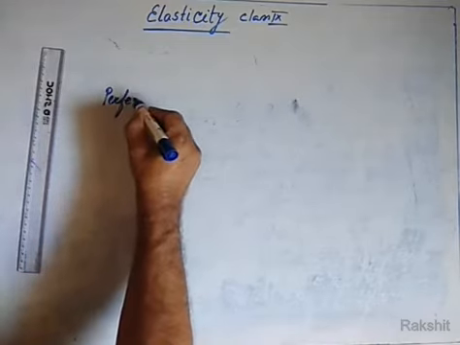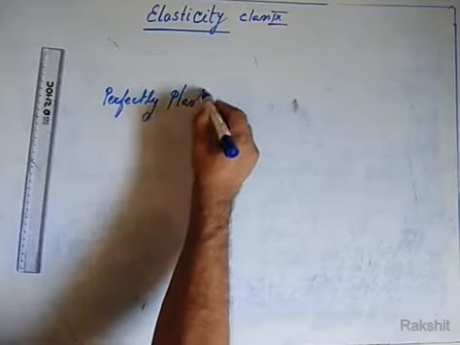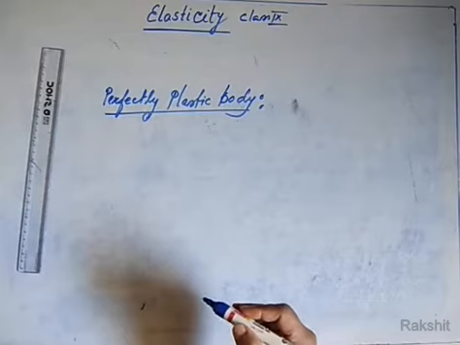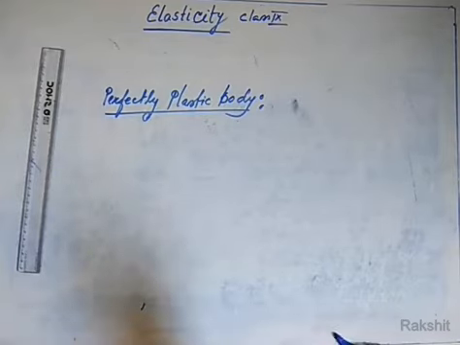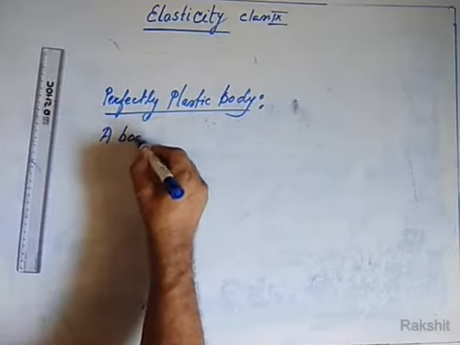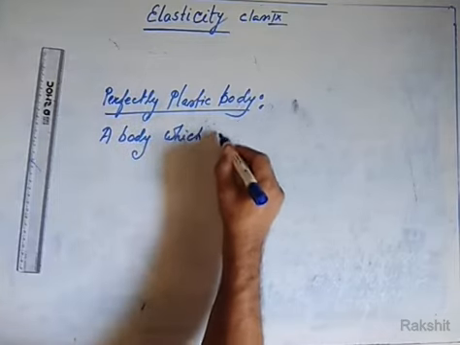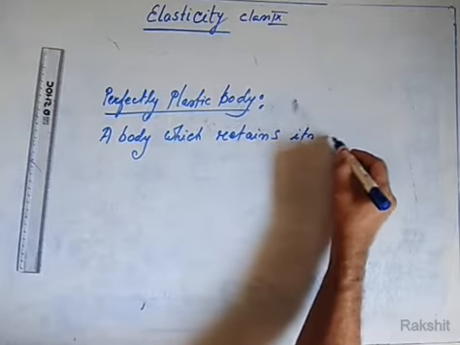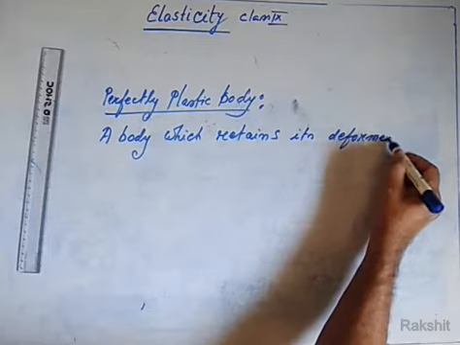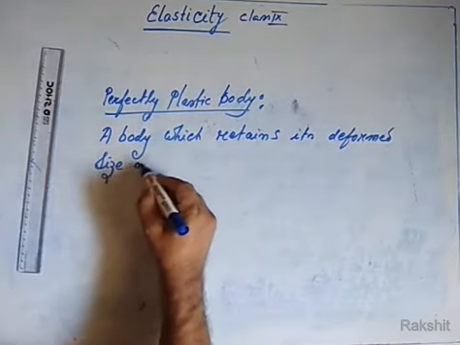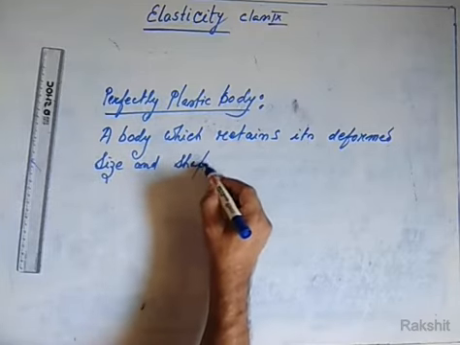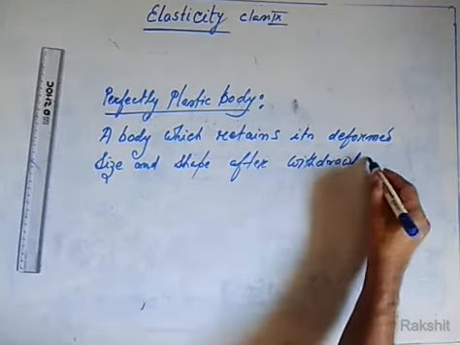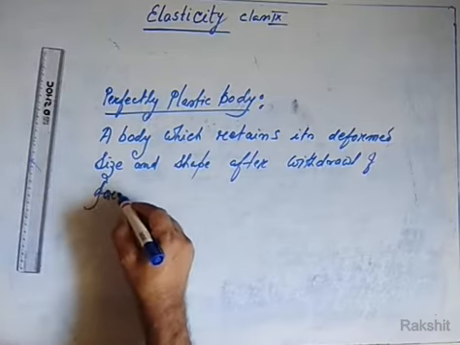Perfectly plastic body: a body which retains its default size and shape after withdrawal of force of deformation.